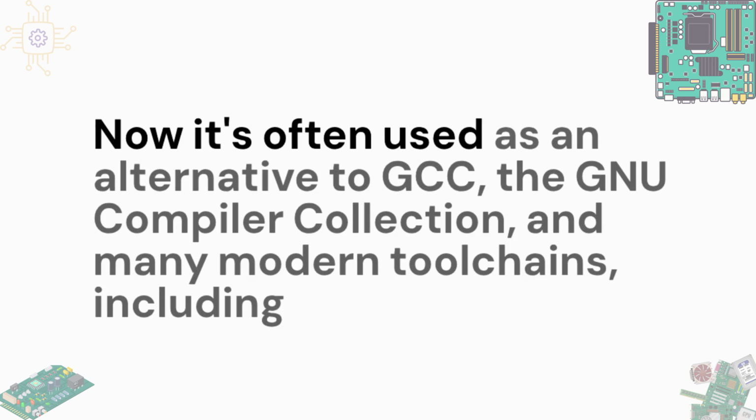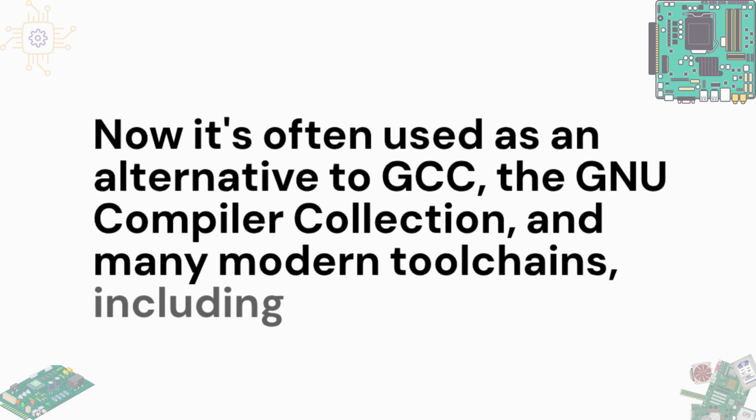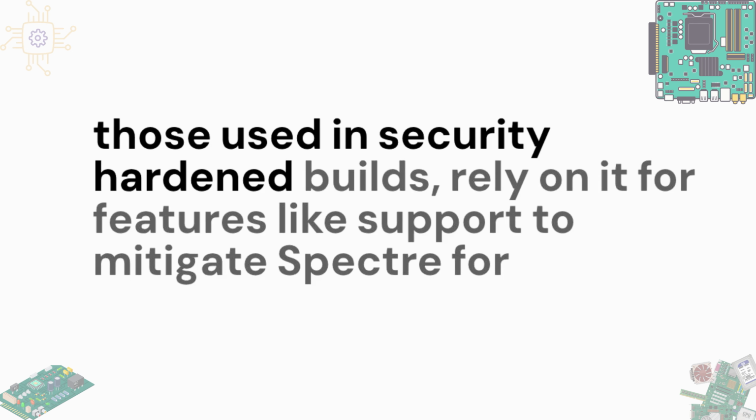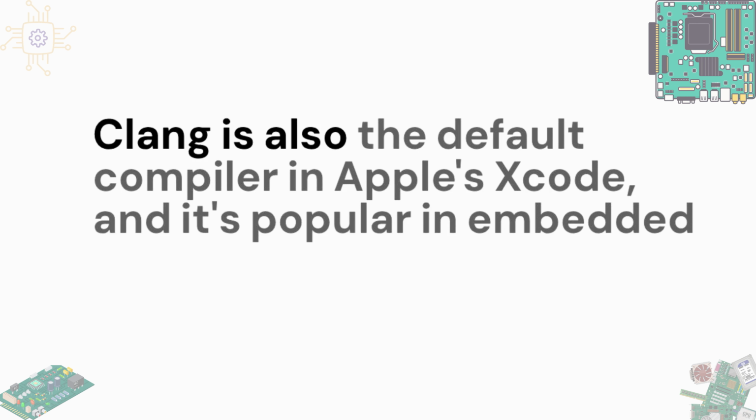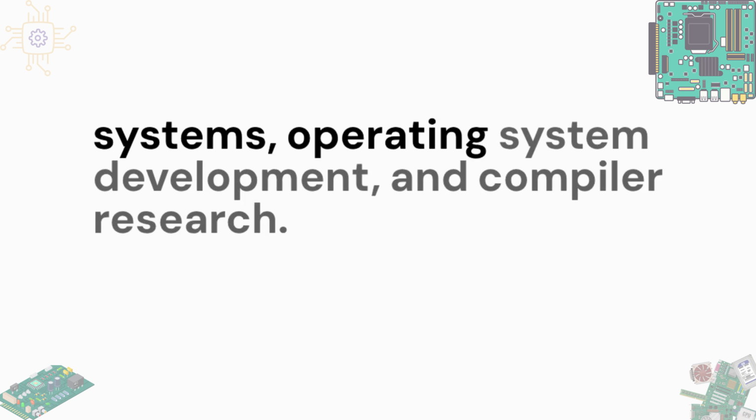Now it's often used as an alternative to GCC, the GNU Compiler Collection, and many modern toolchains, including those used in security-hardened builds, rely on it for features like retpoline support to mitigate Spectre, for speculative load hardening, and advanced static analyses and code generation features. Clang is also the default compiler in Apple's Xcode, and it's popular in embedded systems, operating system development, and compiler research.